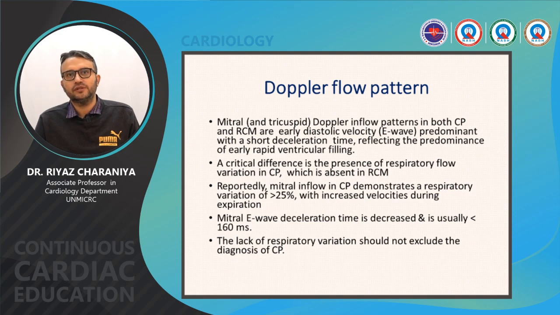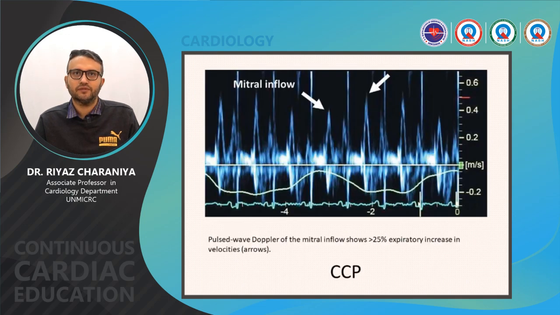Mitral inflow in CP demonstrates a respiratory variation of more than 25% with increased velocities during expiration, that is, the left sided filling happens more with expiration, and the mitral E wave deceleration time is decreased and is less than 160 milliseconds. The lack of respiratory variation should not exclude the diagnosis of constrictive pericarditis. Now, if you find more than 25% variation in these Doppler signals during inspiration and expiration, that does confirm or favors the diagnosis of constrictive pericarditis.